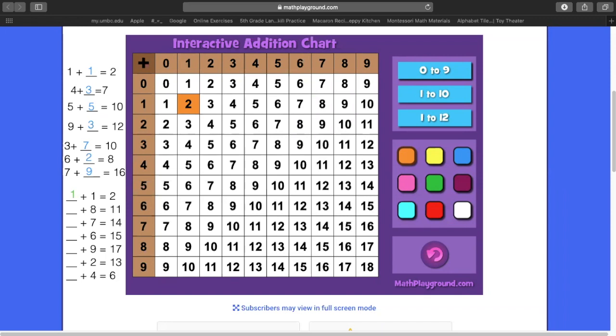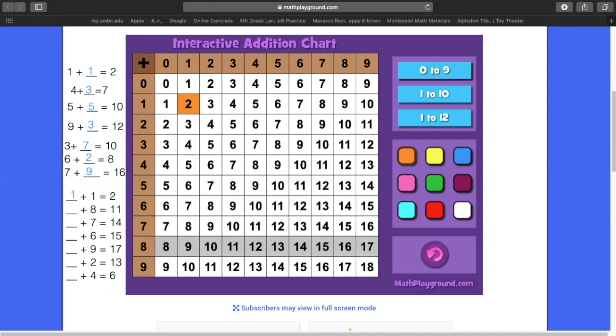Let's see. Devlin, can you tell me what number I'm going to look for first? We're going to look for 8. Everybody help me find 8. 0, 1, 2, 3, 4, 5, 6, 7, 8. Wow, we found 8.